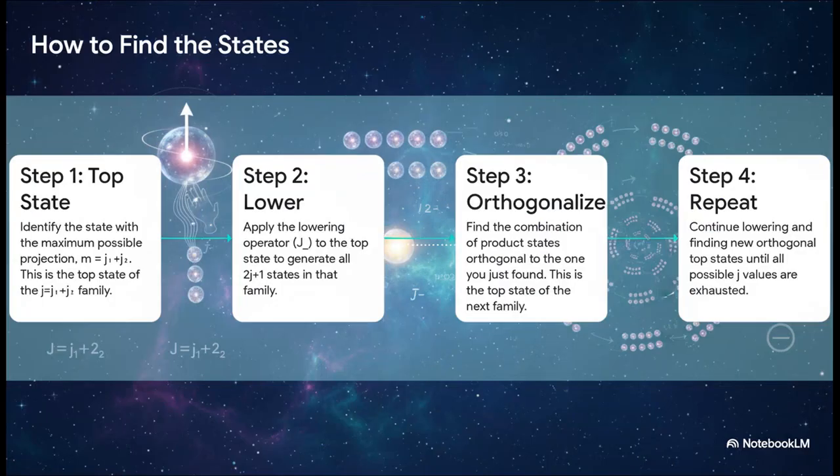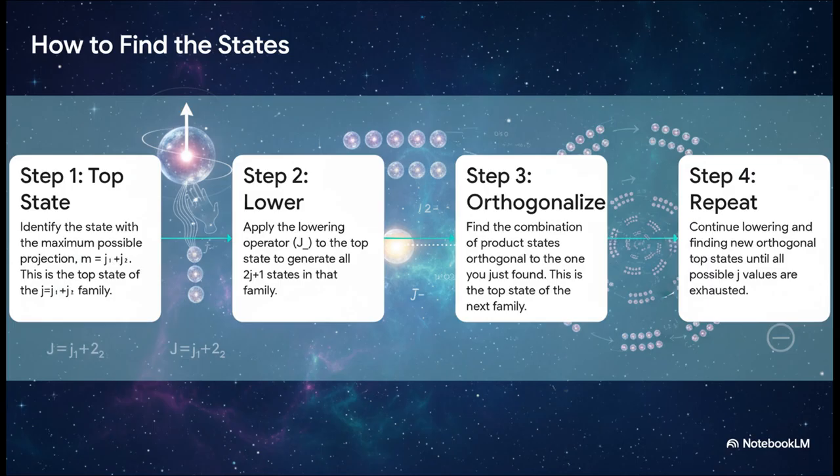So, okay, we know the rules, but how do we actually find these new combined states? Well, Shankar lays out this really elegant procedure. It's almost like an algorithm. Imagine you're exploring a mountain range. You start at the very highest peak you can find. That's our top state with the maximum possible spin. Then, you use this quantum tool called a lowering operator to take 1 step down at a time, mapping out every single state that belongs to that J family.